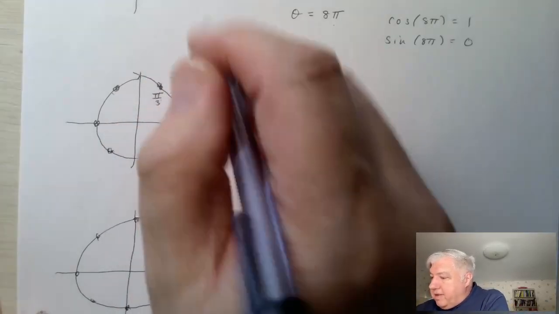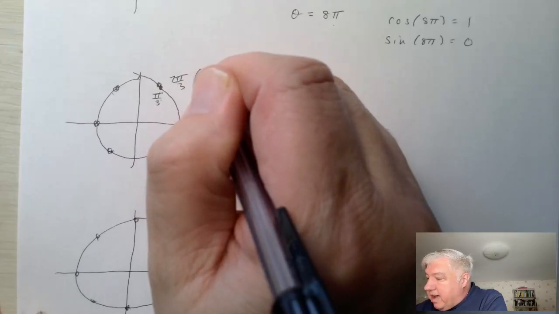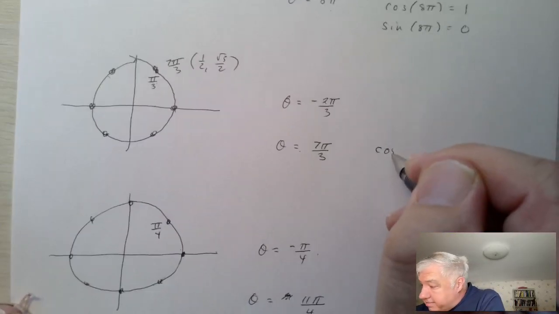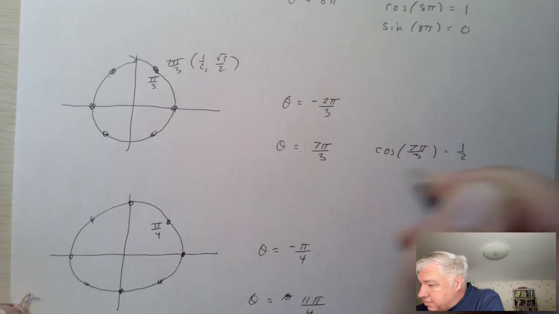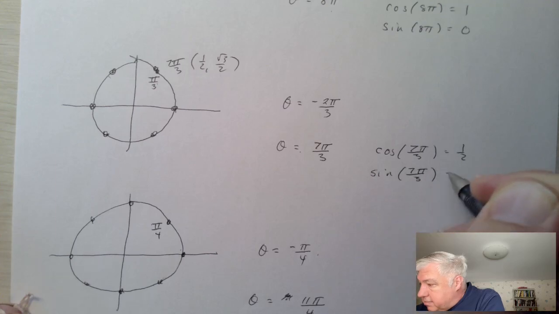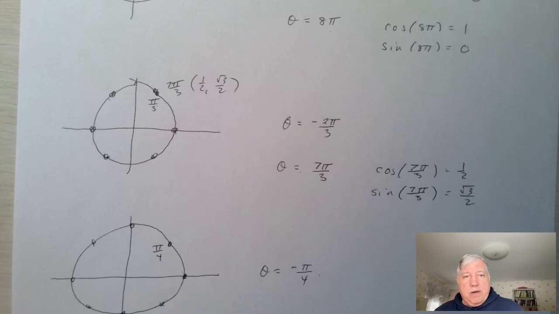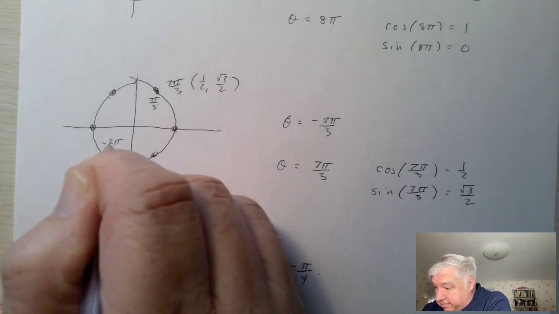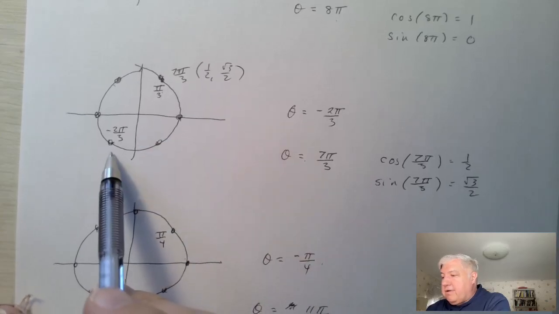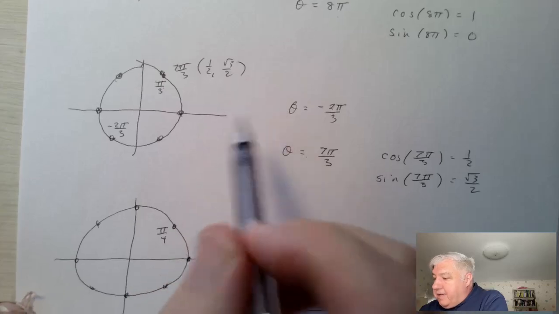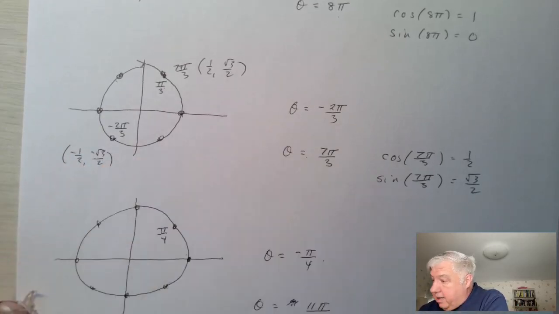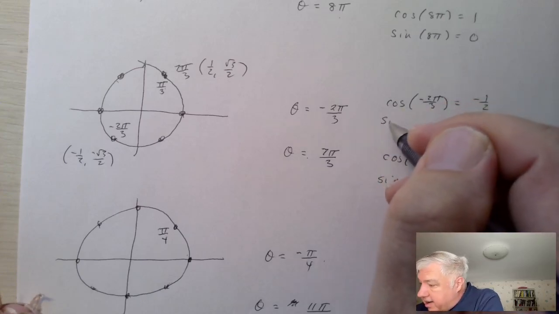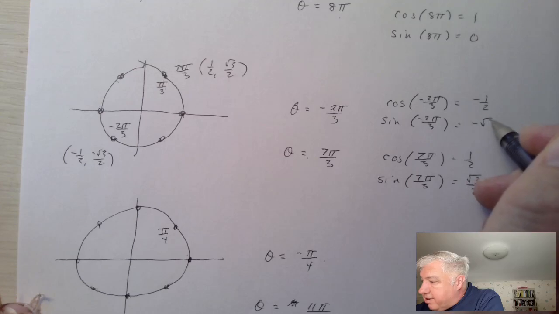Well, the coordinate of this point we know is 1/2, square root 3 over 2. So that would be the cosine and sine of 7 pi over 3. What about 2 pi over 3? Well, we can start here and go backwards. This would be negative pi over 3, this would be negative 2 pi over 3. And we know from the symmetry that this is going to be the opposite of these two, right? So the cosine of negative 2 pi over 3 would be negative 1/2, and the sine would be negative square root 3 over 2.